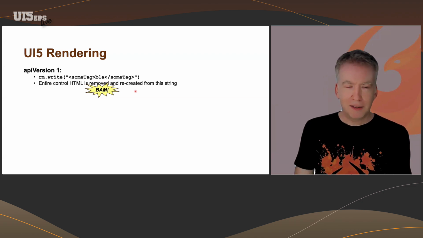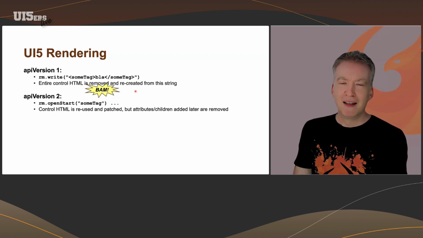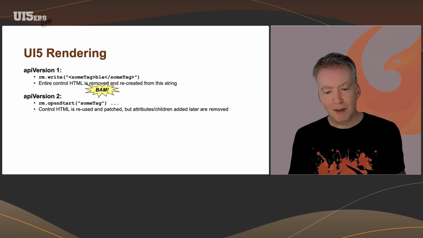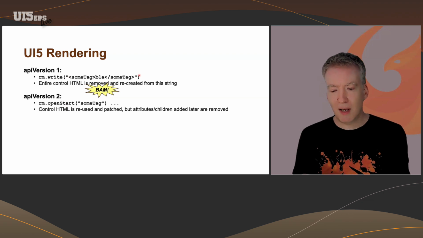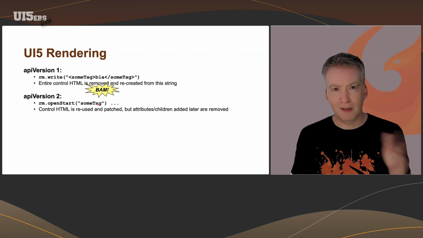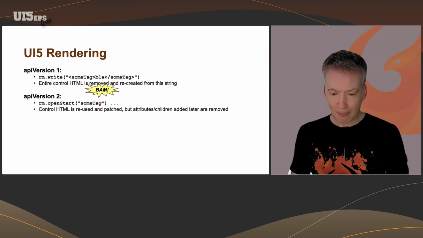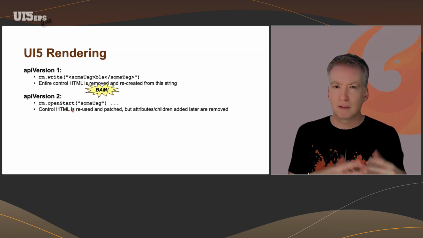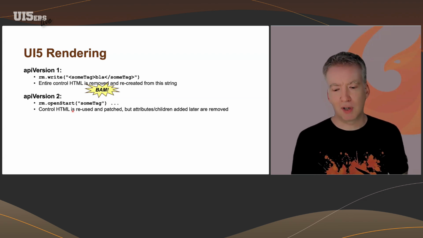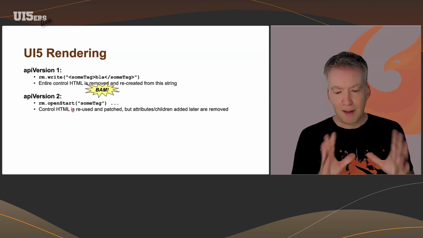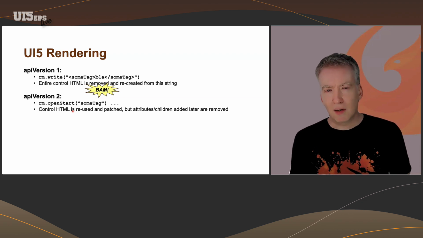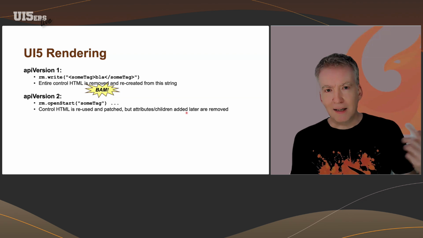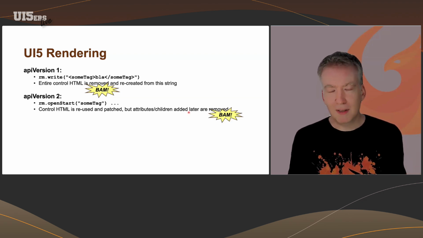Then came Shahid, sitting next to me in the office, and invented API version 2. So renderers nowadays in UI5 support at least API version 2, where we have a new rendering API, the semantic rendering. We don't have strings for the entire text, but we open start for a tag, we open end when the tag is closed, we add attribute styles, and so on. This enables the render manager to reuse the HTML and just patch it in some places. So it's close to virtual DOM, where you just update the parts that actually have changed. This means the HTML is still there and it's not just removed and recreated. That sounds good, but for compatibility reasons and behavior, attributes and children that are added later after rendering are still removed, which means bam, the map is again gone.